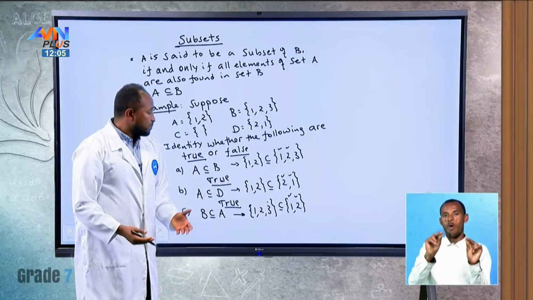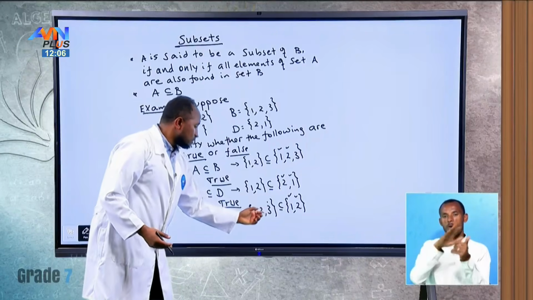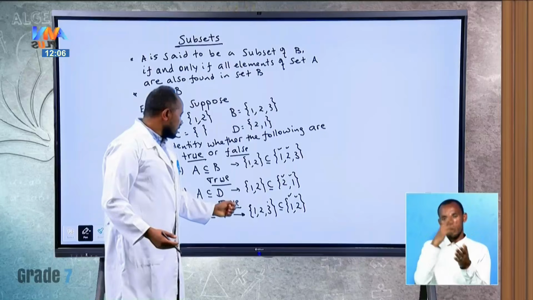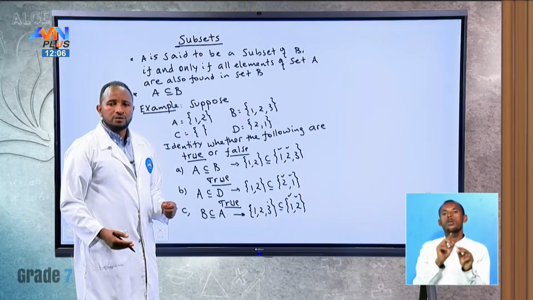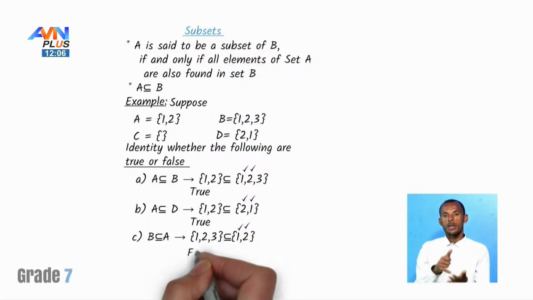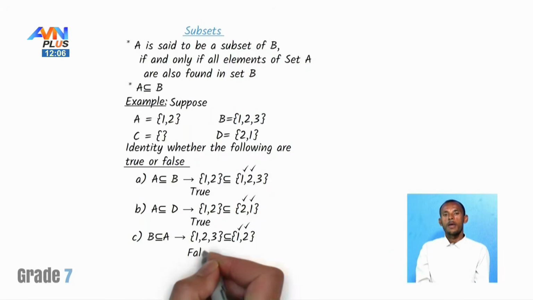No. Because of this, all elements of this set are not found in the second set. Because of this, this is not a true statement. B is not a subset of A. So this statement is false.